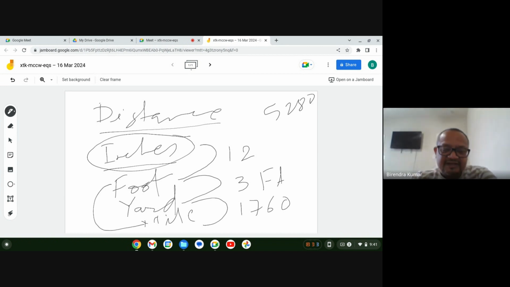So here, with the metric system, we had that one song taking care of distance, weight and volume all. Here it is different. You don't have one song which will help you memorize everything. Here we have to try this conversion among them. So 12 inches make 1 foot, 3 feet make 1 yard, and 1760 yards make 1 mile.